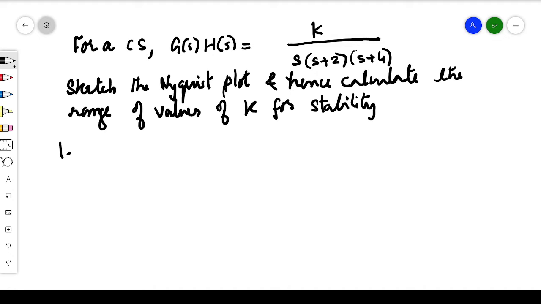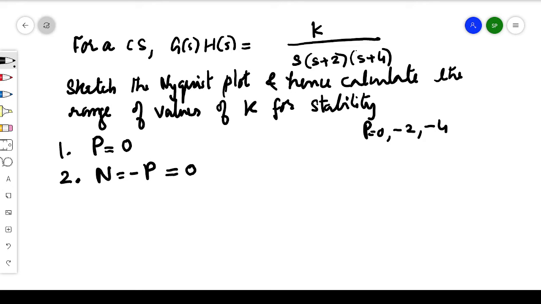Now we'll just see the first one, the number of poles on the right hand side. The poles here are 0, then -2 and -4. We can see that all the poles are lying on the left hand side and one is at the origin. So the number of poles lying on the right hand side for this particular transfer function, P, is equal to 0. By Nyquist stability criteria, the number of encirclements about the critical point -1 + j0 should be N equal to minus P, so here P is 0, so N is 0. This means that the number of encirclements of the -1 + j0 point by the Nyquist contour should be 0.